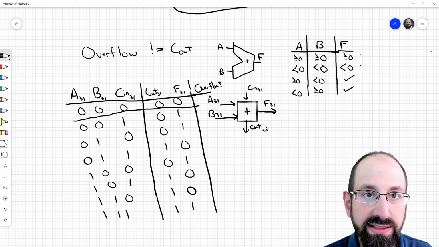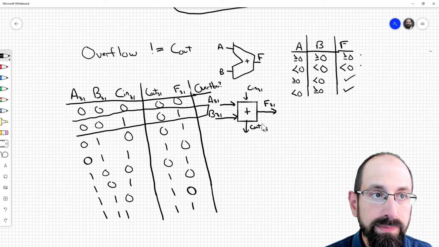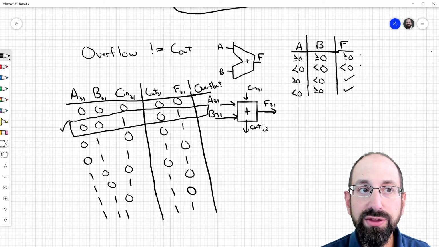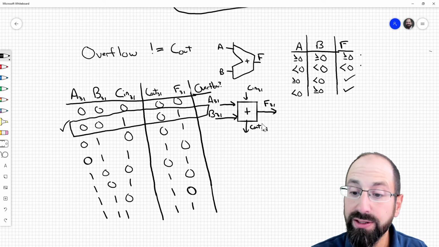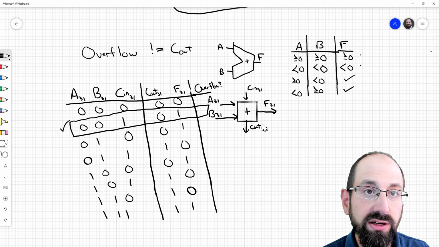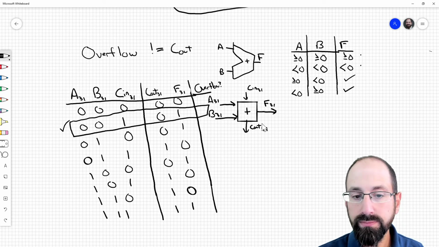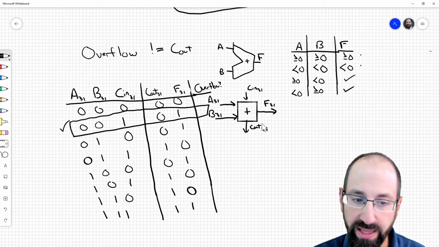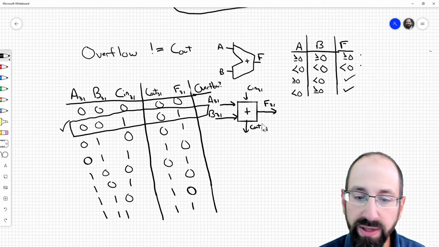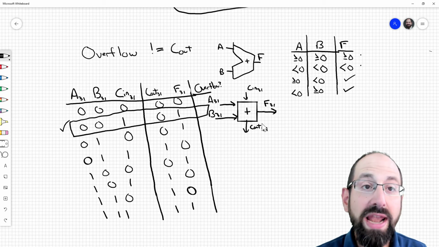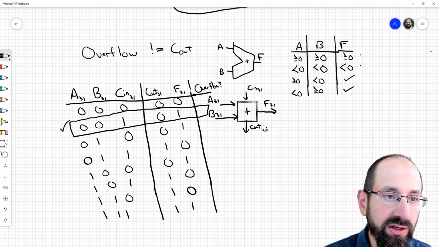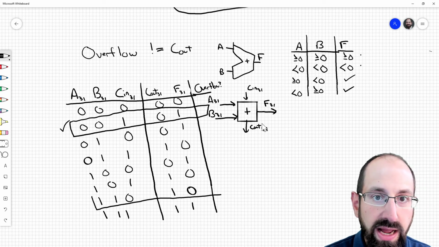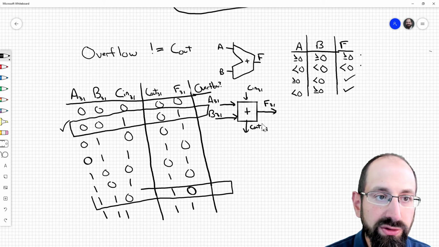We've added 2 positive values. And we're not guessing here. A31 is 0, B31 is 0. We've added 2 positive values. We've got a result in which F31 is 1. We've gotten a negative result back out. We have overflowed when that case has happened. And the other scenario would be we've added 2 negative values and we've gotten a result back out that is positive. So we didn't use the overflow column here.